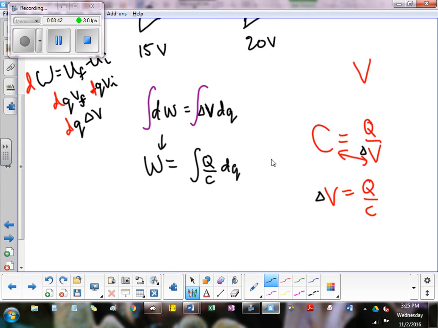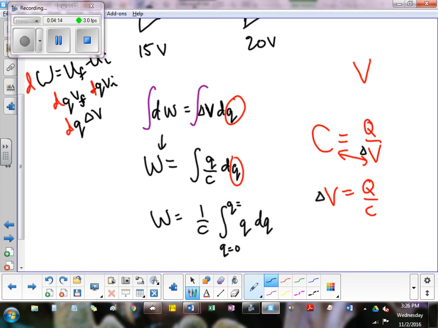And I've got to be a little more careful with my capitalization here. I am transferring a small amount of the total charge, so I really should be using either a capital Q here, or I can use a lowercase q on the other. But I do believe these are the same Q, right? Same Q. Okay, so you can pull the 1 over C out if you want, like this, and then you have an integral of Q dQ. Now, what are my boundaries of integration? This is from Q equals 0 to Q equals Q final, right?